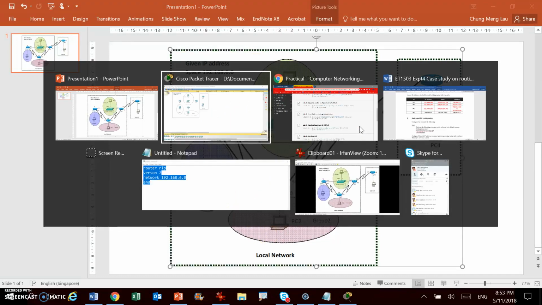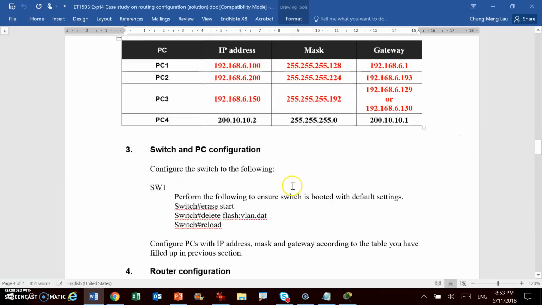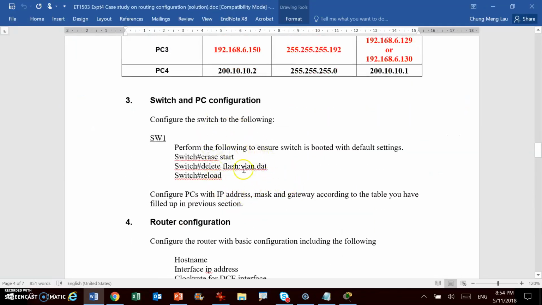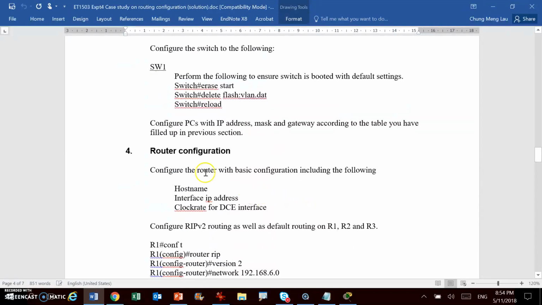Okay, so we're supposed to do some pre-configuration, erase the switch VLAN, erase the startup config. This one you can actually skip because the switch is already clean, so you don't have to do this. Okay, configure the PC with the IP address, mask, and the gateway. And also for the router, configure the host name, IP address, and copy for the DCE interface. So I think now you can pause the video and start to configure all this. I think you should not have any problem configuring them. In case you have any problem, you can always look for me in the next lesson.